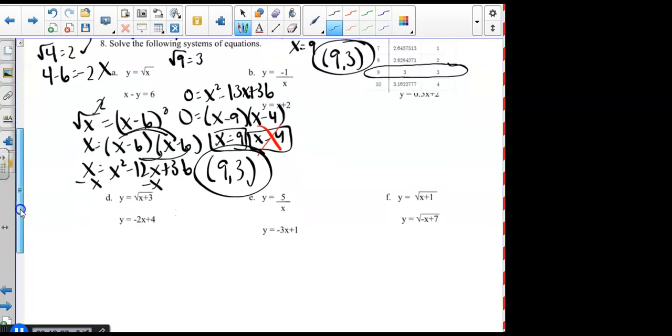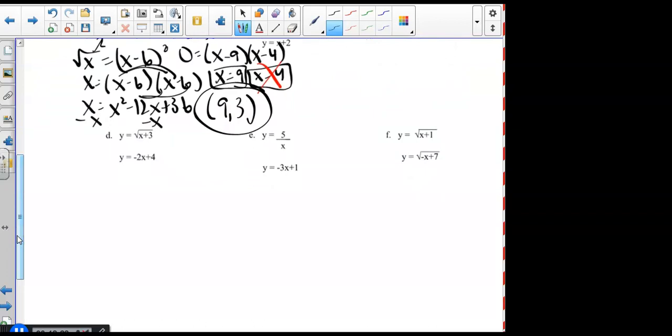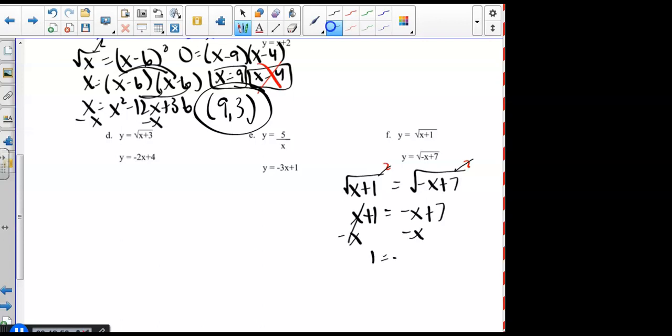Let's now take a look at f. In order to solve two square root functions, we can set them equal to each other because they're both equal to y, and we can use substitution. To get rid of our square root, we'll square both sides. We're left with a nice algebraic equation, x plus 1 equals -x plus 7. When we combine like terms, we get 1 equals -2x plus 7, subtract 7, -6 equals -2x, and divide by -2. Therefore, x is 3.